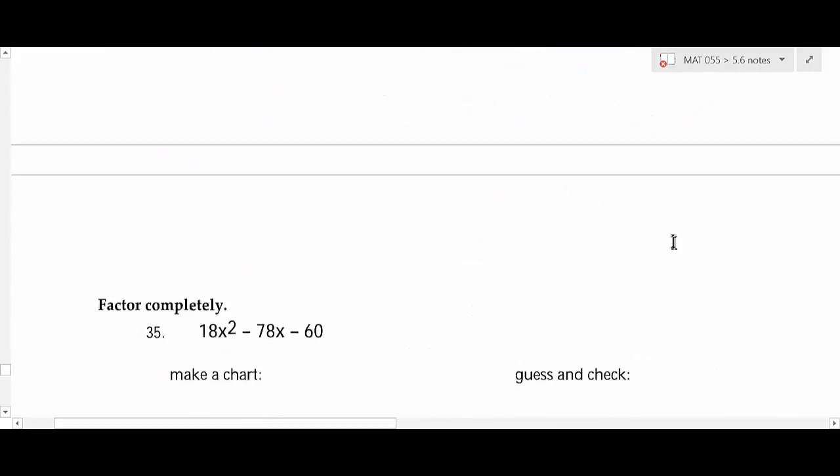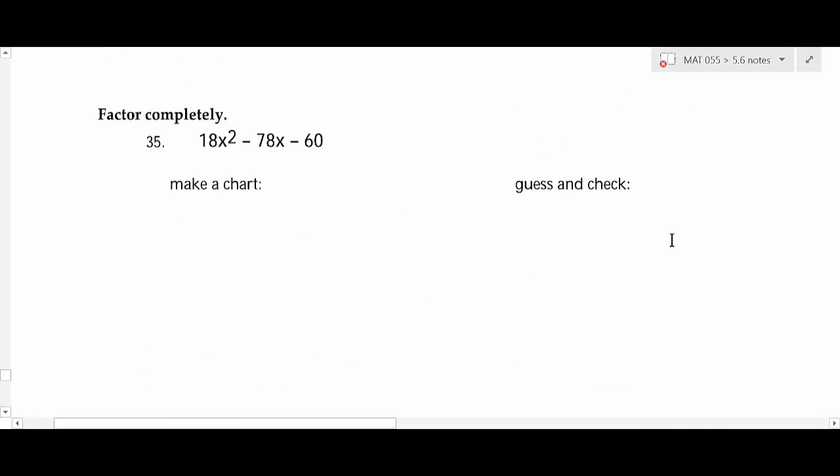Okay, so I'm going to do just a couple other things to finish this up here. And what we're doing with this now, and this is super important, so pay attention to this. Okay, you have 18, I'm going to do this kind of at the side, 18, 78, and I've got 60. Okay, does that have a common factor?